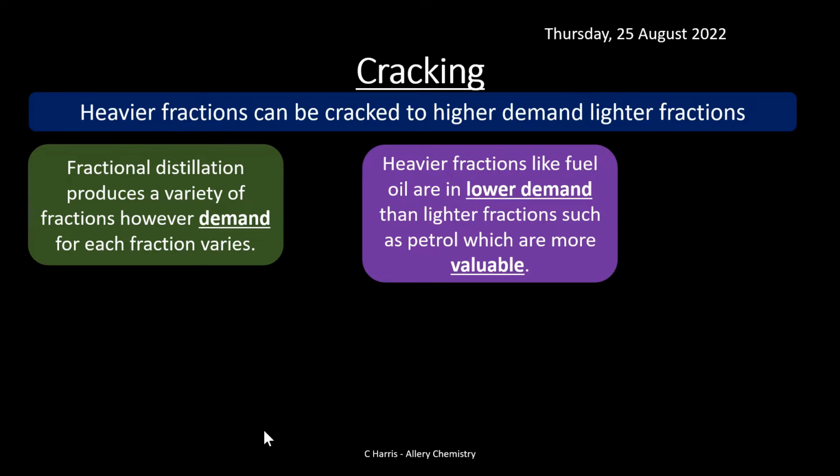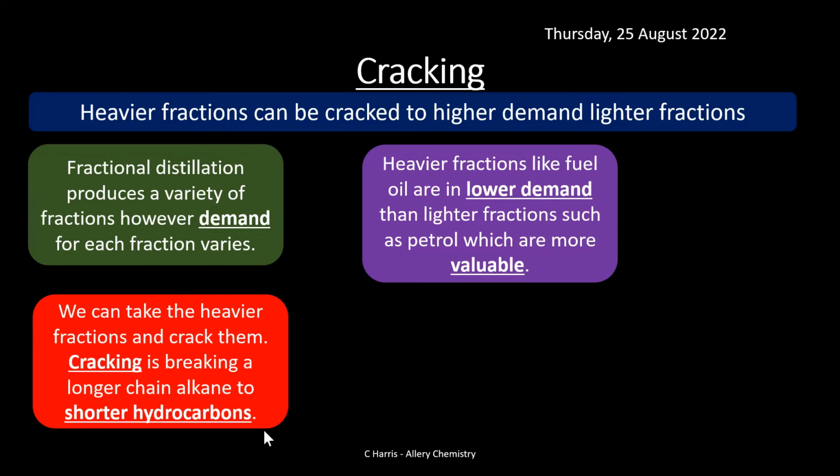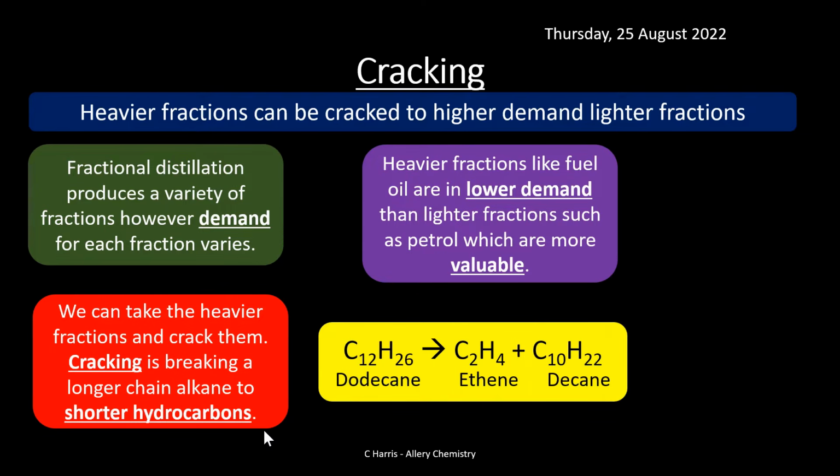So your heavier fractions, like fuel oil and bitumen, are in lower demand than your lighter fractions, like petrol, which is likely to be in higher demand because we drive cars and lorries and trucks, etc. So we can take the heavier fractions and crack them, and basically break the longer hydrocarbon chains into the shorter ones. And here's an example.